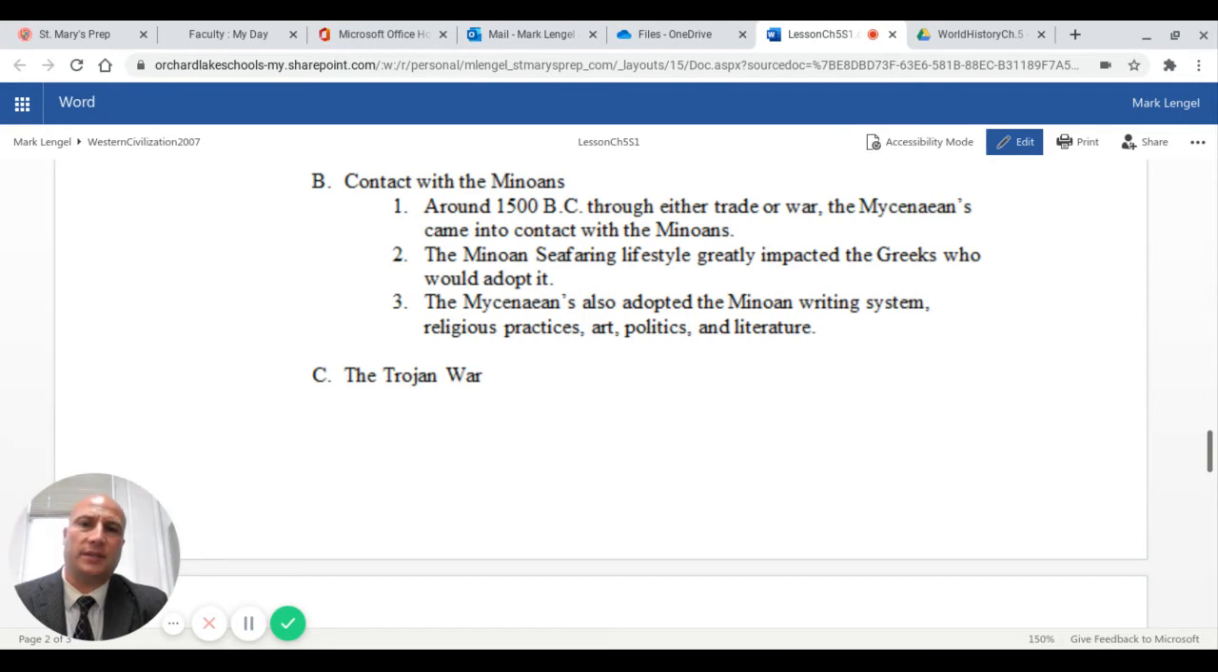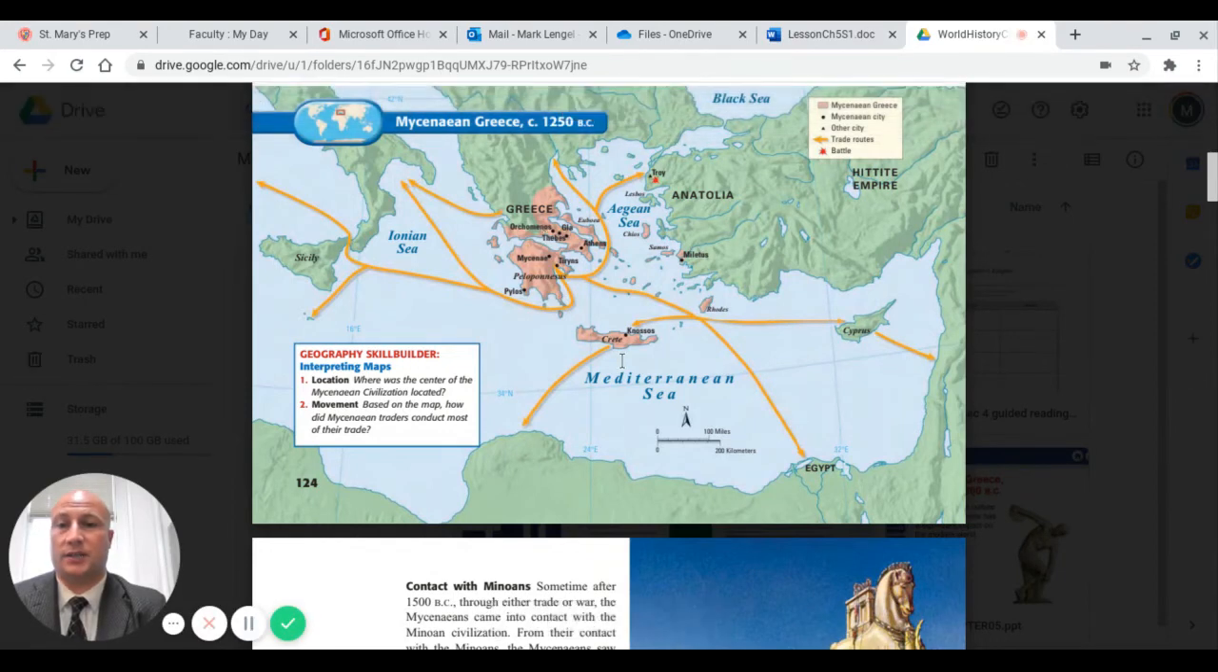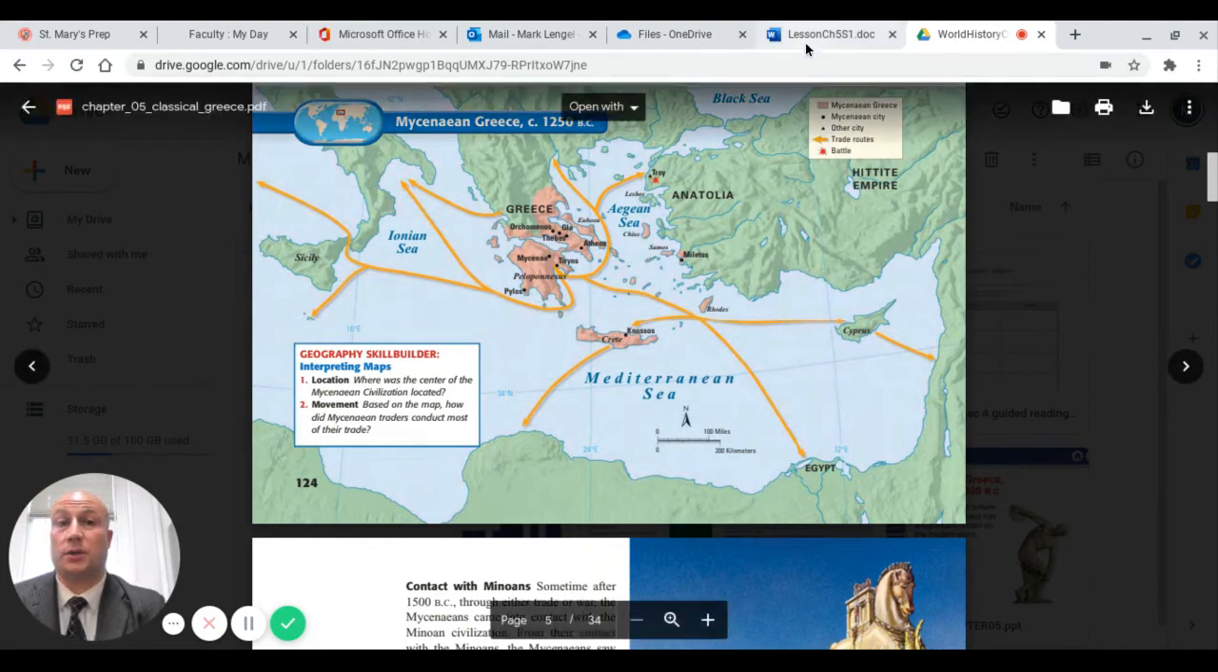But around 1500 BC, through either trade or possibly warfare, the Mycenaeans came into contact with the Minoans. The Minoans' mainland was on Crete, which on the map, Crete is right here. So the Mycenaeans, obviously pretty close if you're sea traveling to Crete, where the Minoans are at. So there's going to be some cultural diffusion, some cultural interaction, some trade, possibly some war.